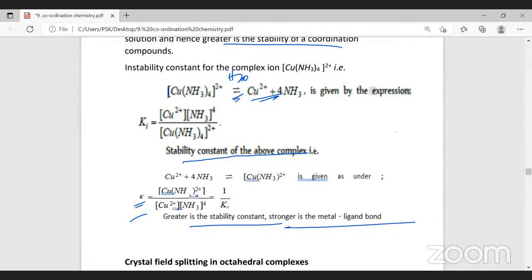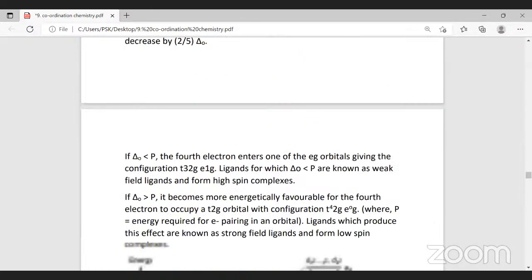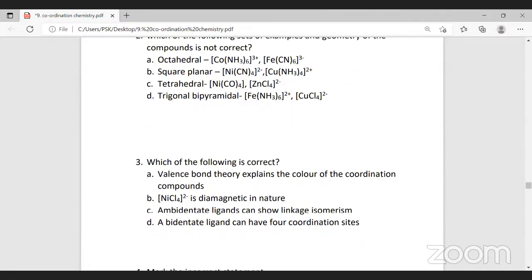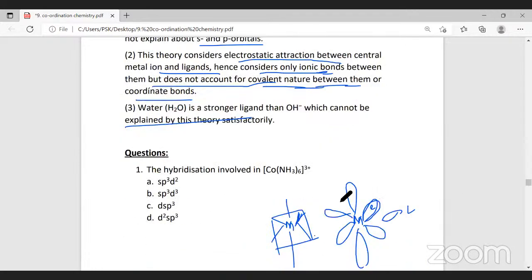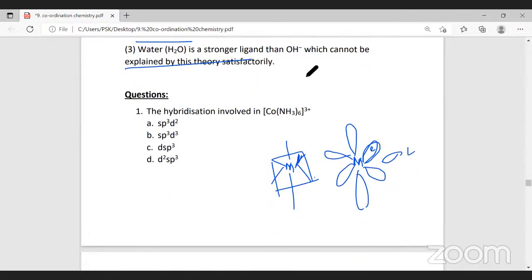So what's the next part of the topic? Once you have learned crystal field theory, I have to solve some questions based on crystal field theory and valence bond theory. We have not done questions based on crystal field theory and valence bond theory. I think we should do it in the next class. All right, madam?